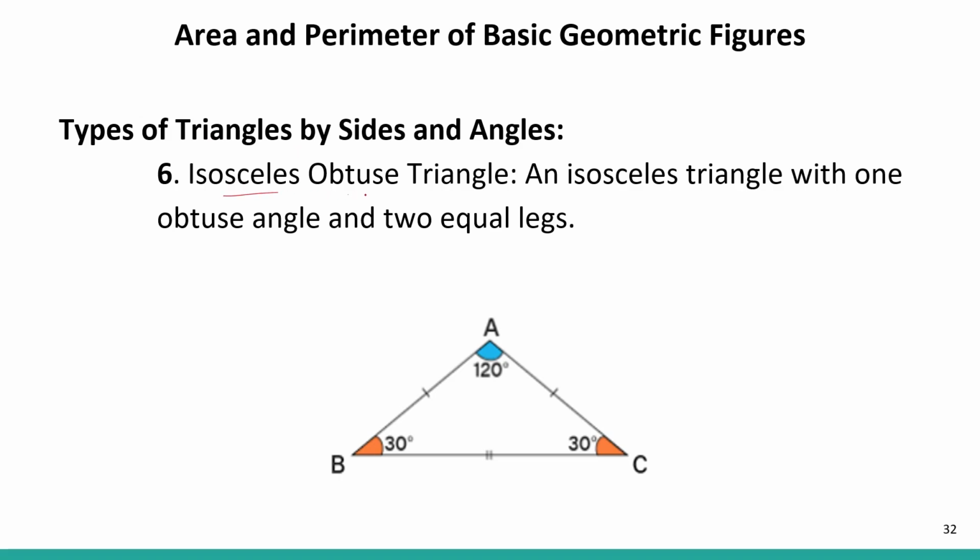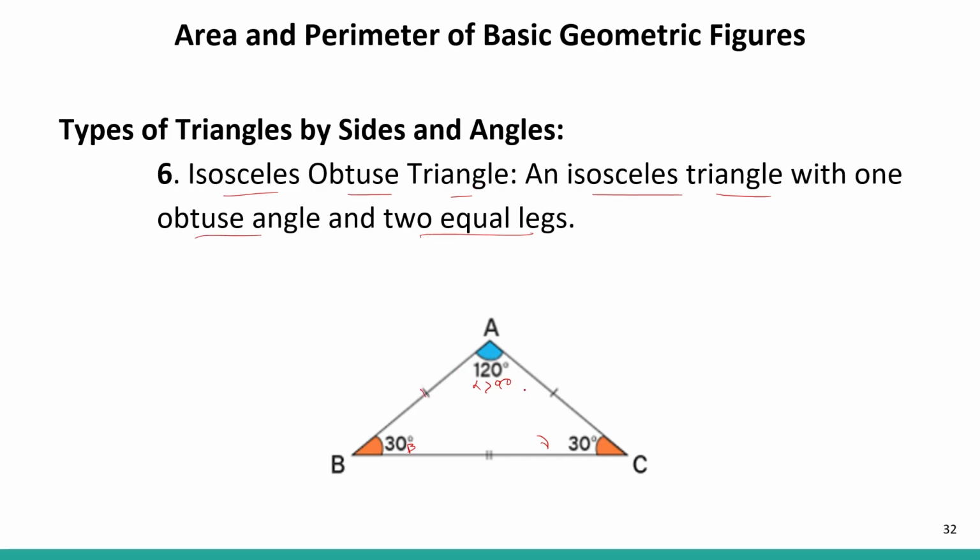Okay, so isosceles obtuse triangle. An isosceles triangle with one obtuse angle and two equal legs. Let these be alpha, beta, and gamma. Alpha is greater than 90 degrees, but these two can be randomly picked, though they must both be less than 90 degrees. This is called an isosceles obtuse angle triangle.